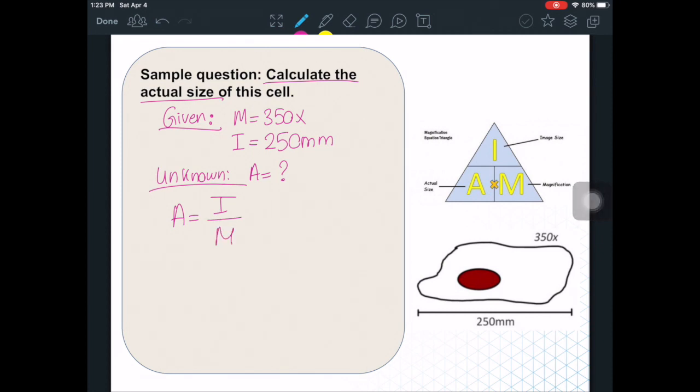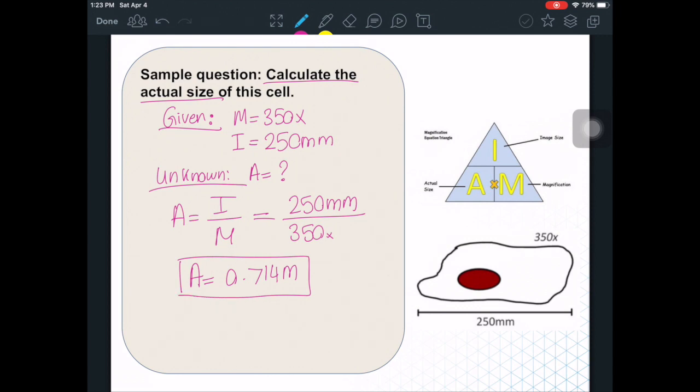So A equals I over M. Now I'm just going to take my givens and put them into my equation to find my unknown. So I is 250 millimeters divided by M, which is 350x. So A is equal to, and obviously you can use a calculator to solve this, 0.714 millimeters. So that is the actual size of the cell that I'm looking at. This is definitely not a bacteria because it's actually a pretty large organism. So who knows what it really is, but whatever.